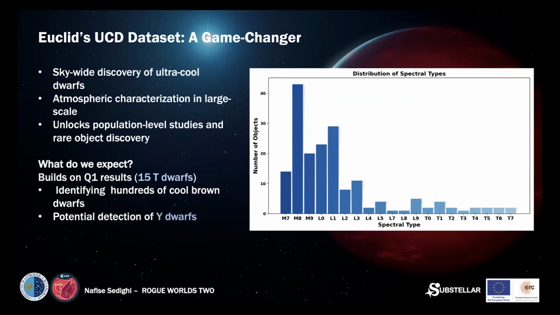In this plot, you can see the histogram of all the samples that we have, with all the spectral types, more or less, for comparison. And with Euclid, we are hoping to detect fainter and cooler objects like white dwarfs by Euclid DR1.